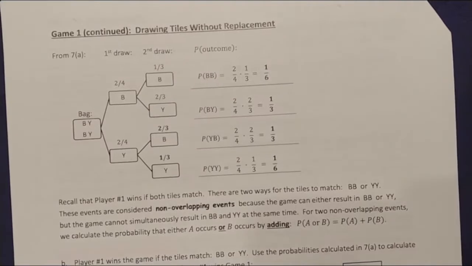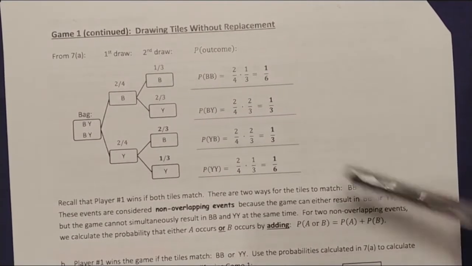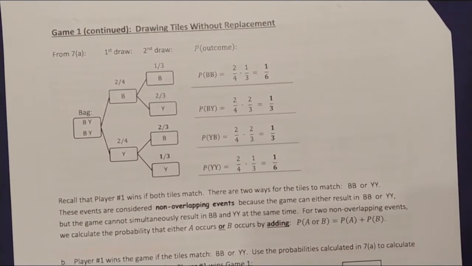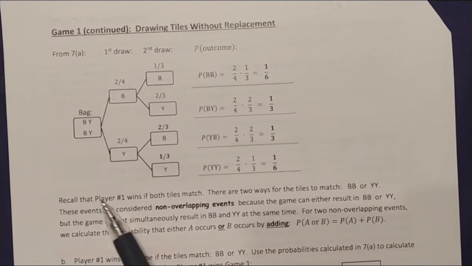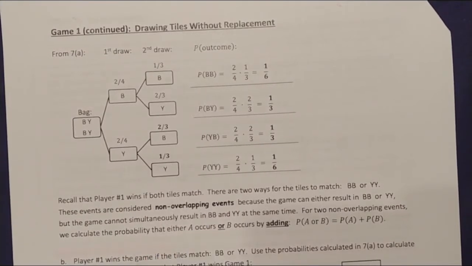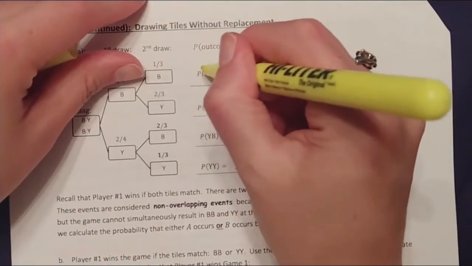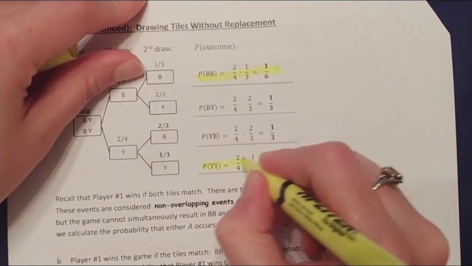All right, so here essentially we're continuing the game with the answers already listed here, just so that way we don't have to keep flipping back and forth on our page. And so it says, recall that player 1 wins if both tiles match. So when do they both match? They both match here, and they both match here.